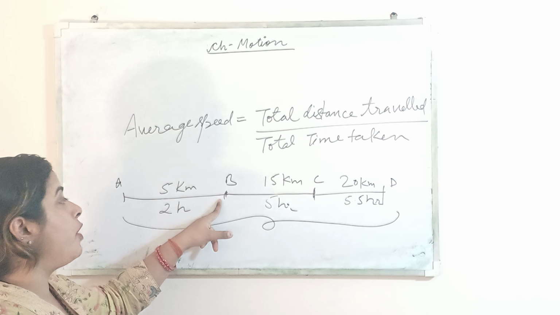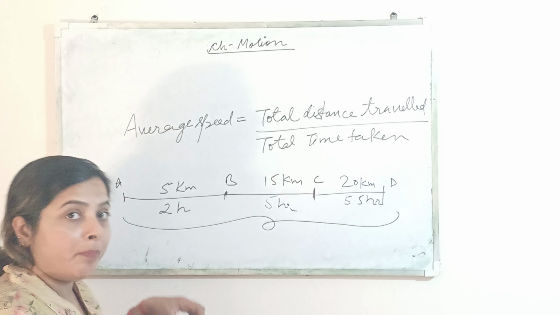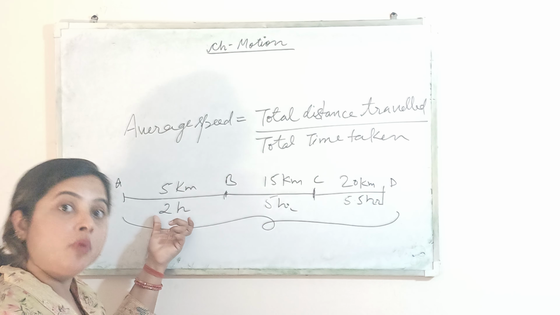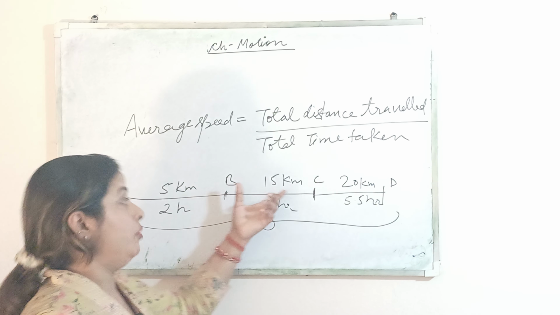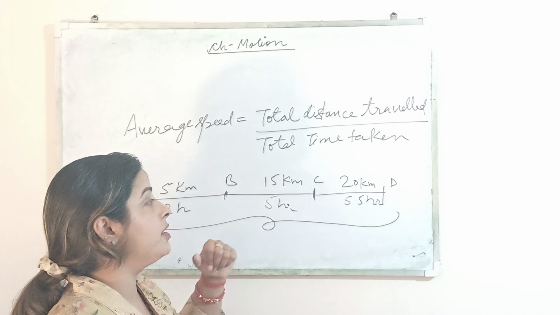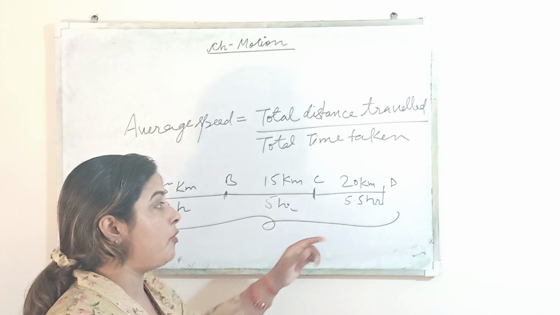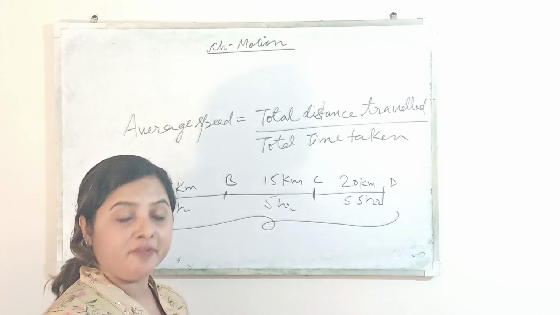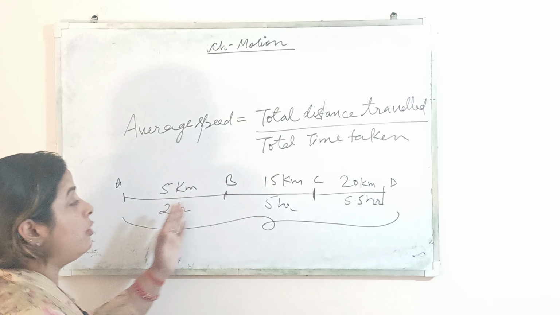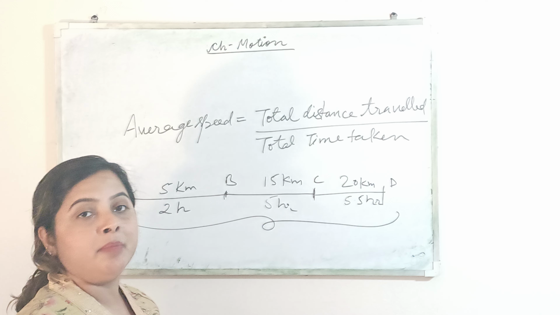Suppose a person is moving from A to B. The road is very crowded, so he must be applying the brake. In that case, he is covering 5 kilometers in 2 hours. Again, the road is a little bit crowded, so he is covering 15 kilometers in 5 hours. And suppose he is covering C to D, now the road is less crowded and he takes 5.5 hours. In that case, you can't calculate speed from point A to D in a single manner.